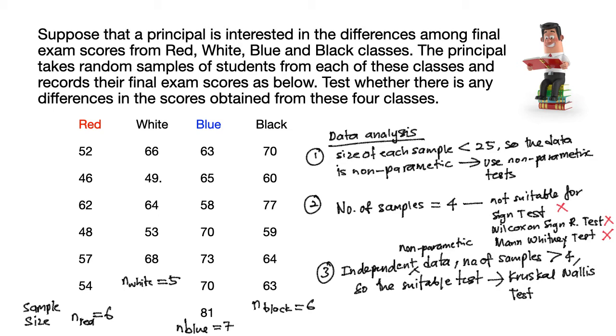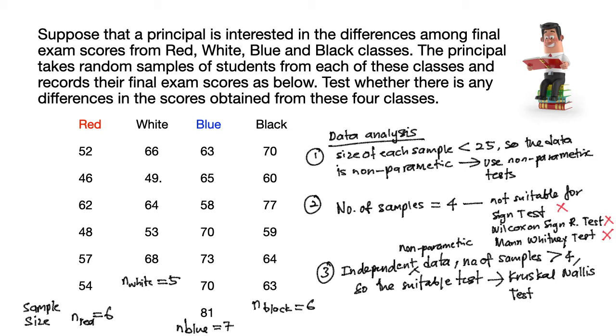So there are four samples with the sample size less than 25 for each of the sample, right? You can see for red sample, there are 6 data, and for white there are 5, for blue there are 7, and for black there are 6. So obviously all of them have less than 25. So these data fall into the category of non-parametric data. So in that case, we have to use non-parametric tests to evaluate the differences.